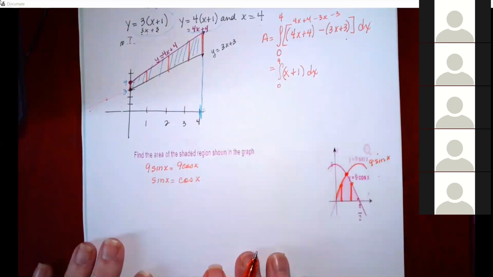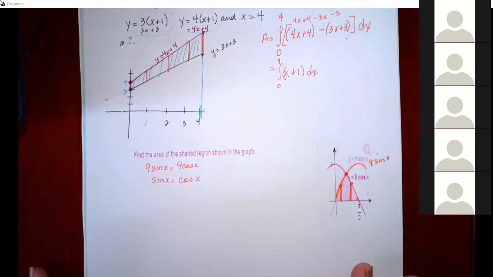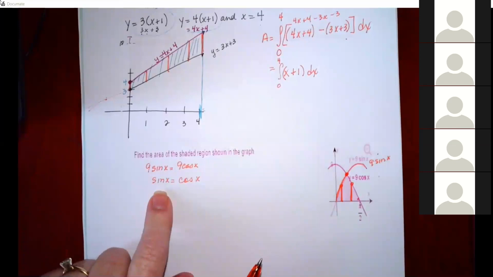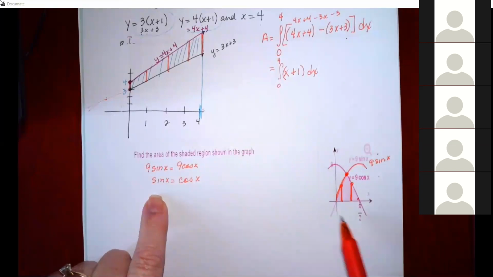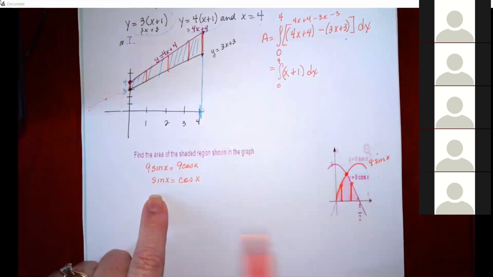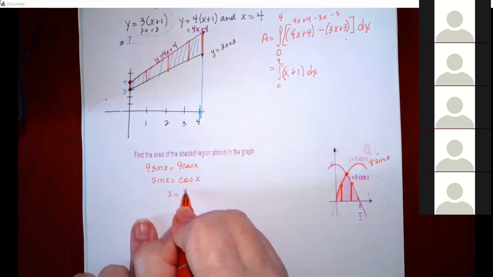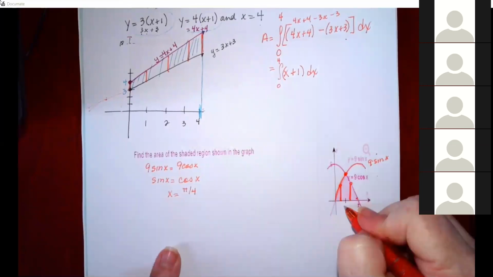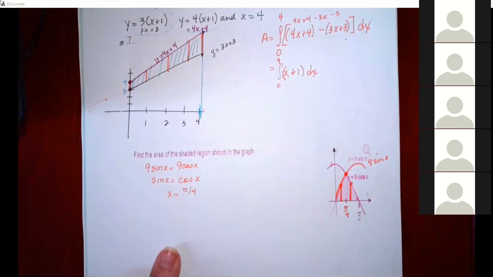Now, if it's a nice problem, you'll be able to do it from the unit circle. When are sine and cosine equal? Well, that's when your reference angle is a 45-degree angle, or pi over 4. So the first time to the right of the y-axis that sine and cosine are equal is when x equals pi over 4. So this point will be at pi over 4.